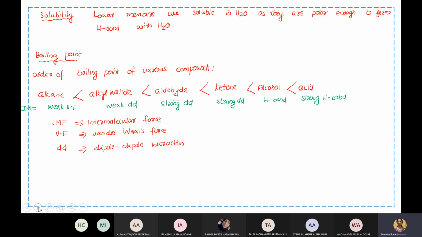hydrogen bond with water. Only Rahma is there in the class, my dear students. Only Rahma. Others all are sleeping.